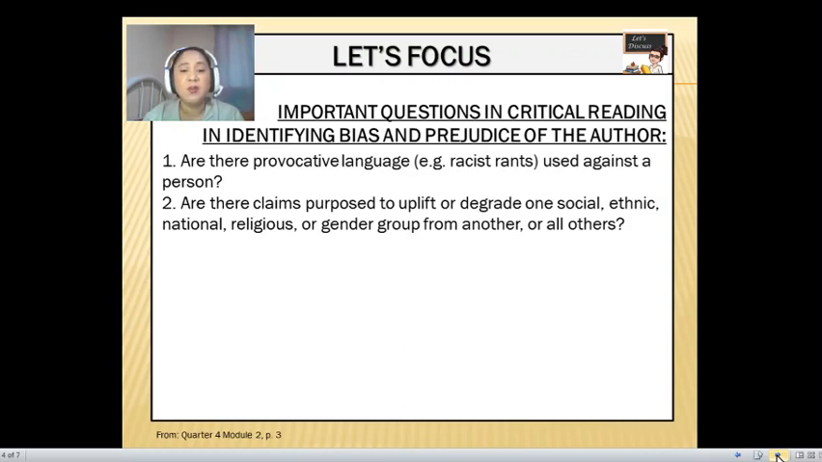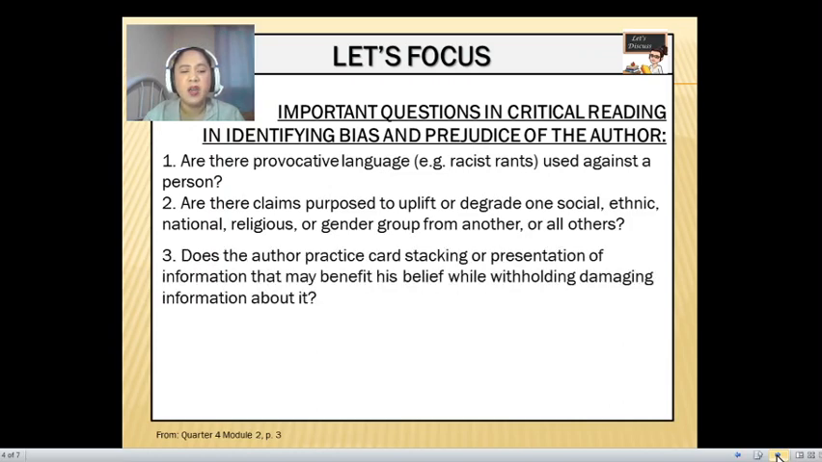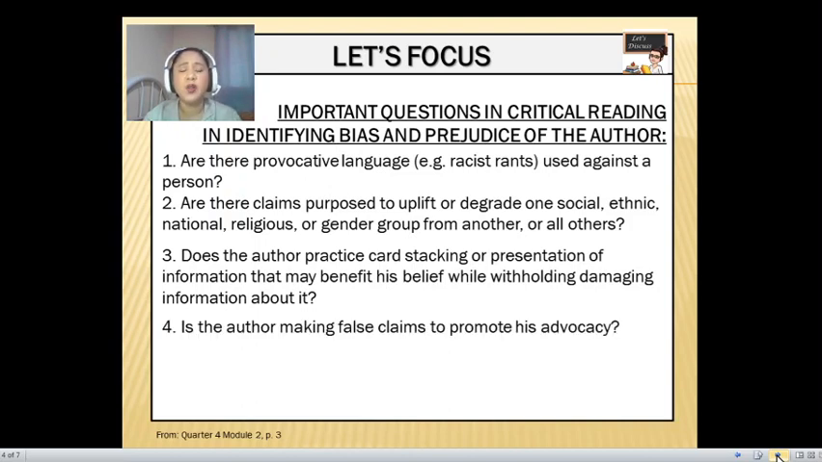Next, are there claims purposed to uplift or degrade one's social, ethnic, national, religious, or gender group from another or all others? Three, does the author practice card stacking, or presentation of information that may benefit his belief while withholding damaging information about it? And four, is the author making false claims to promote his advocacy?